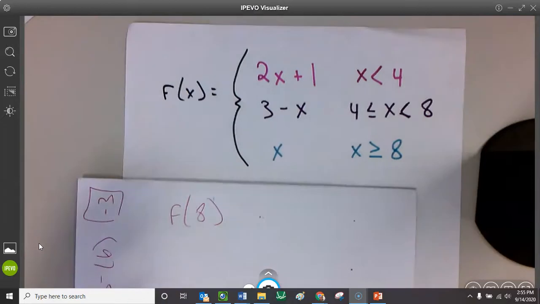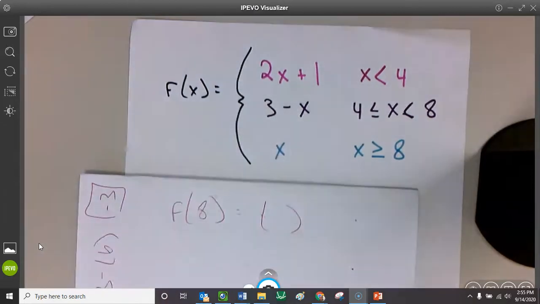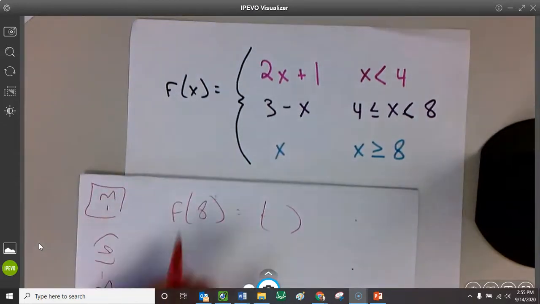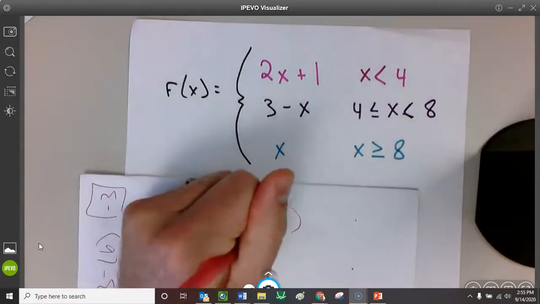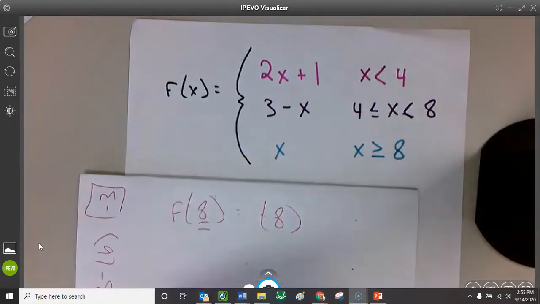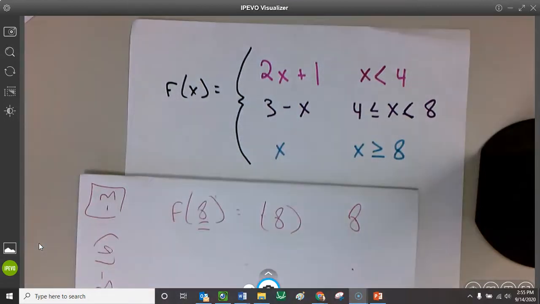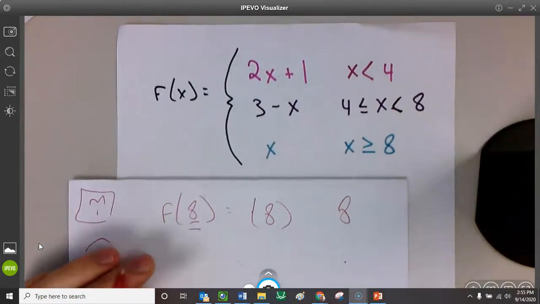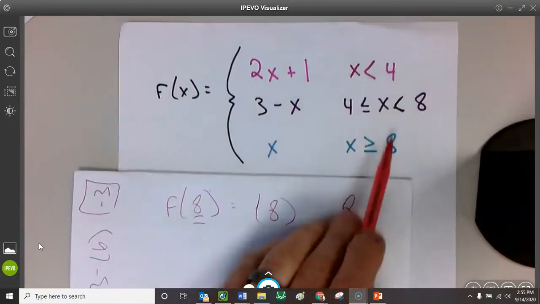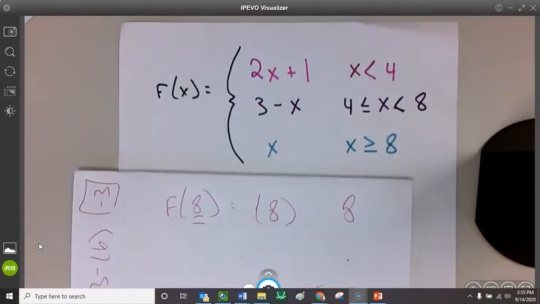So I'm taking the x out. That's kind of weird. I'm going to take the x out, put parentheses in its place. In those parentheses goes what I'm plugging in. It happens to be an 8 this time. So I plug in an 8. The answer is just 8. Weird one, but true. Okay? We're dealing with piecewise functions. The intervals tell us which one to use, and then we're just plugging them in just like you did before.